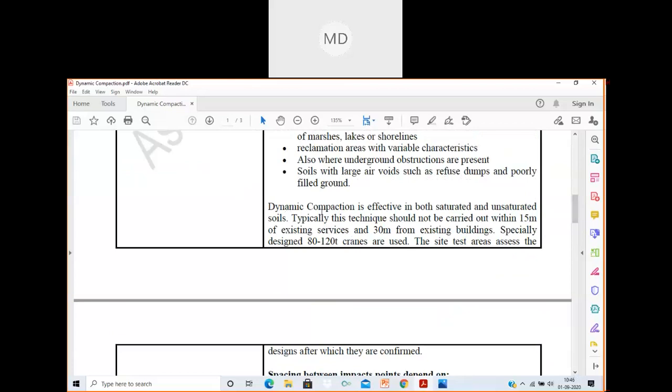Dynamic compaction is effective in both saturated and non-saturated soil. Typically, this technique should not be carried out within 15 meters of existing services and 30 meters from existing buildings. As I told you, when we drop such a heavy load from such a height, a huge amount of vibration will be created, and any adjacent structure will get disturbed. Cracks and so on may appear, so this should be noted.